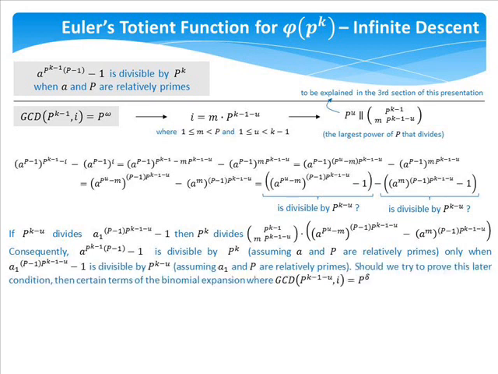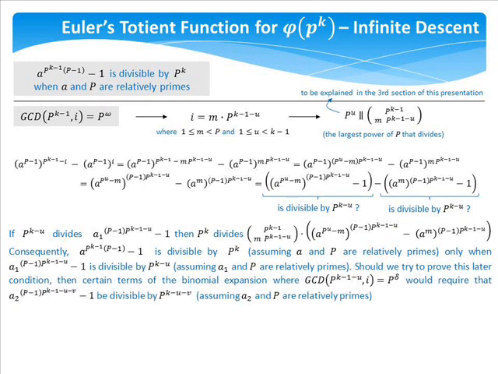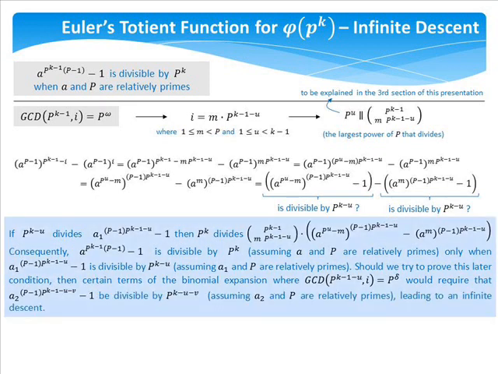Should we try to prove this latter condition, then certain terms of a binomial expansion, where the greatest common factor of p raised to k minus u minus 1 and I is bigger than 1, would require that a sub 2 raised to p minus 1 times p raised to k minus 1 minus u minus v minus 1 be divisible by p raised to k minus u minus v, and so leading to an infinite descent.